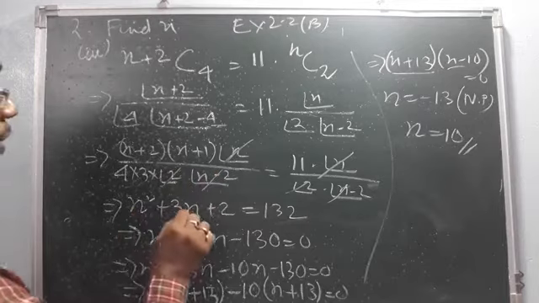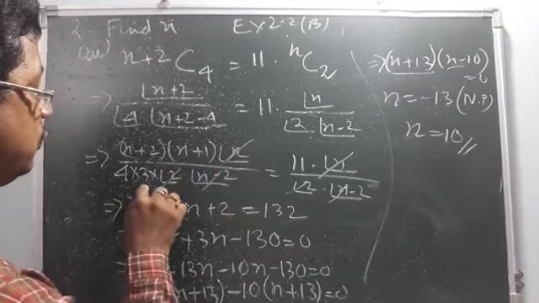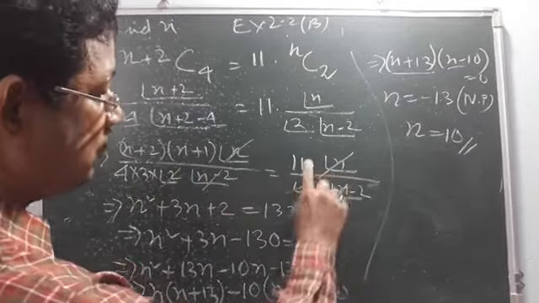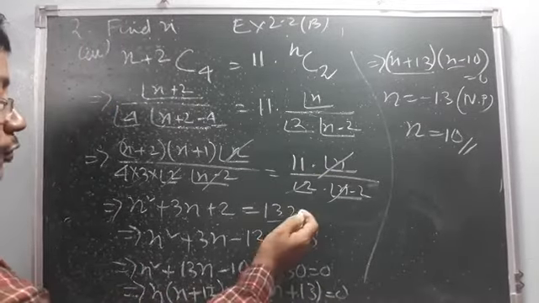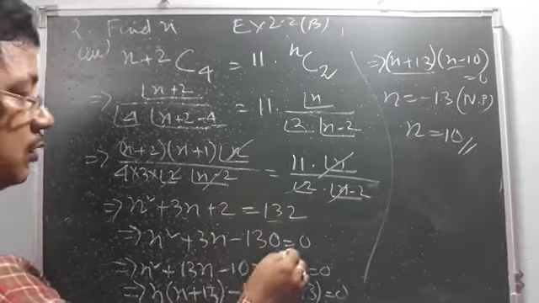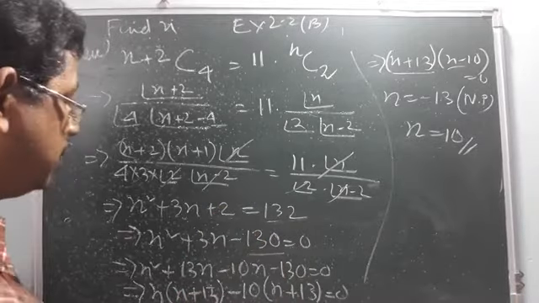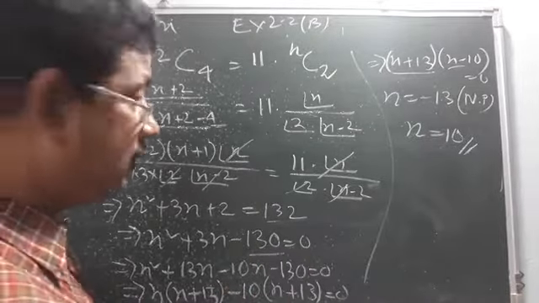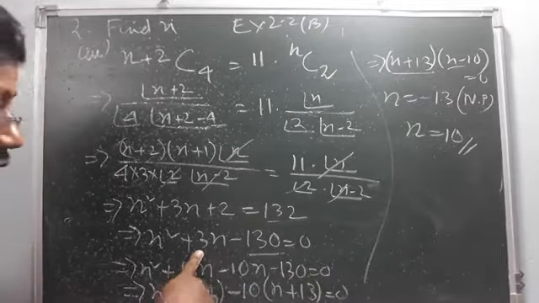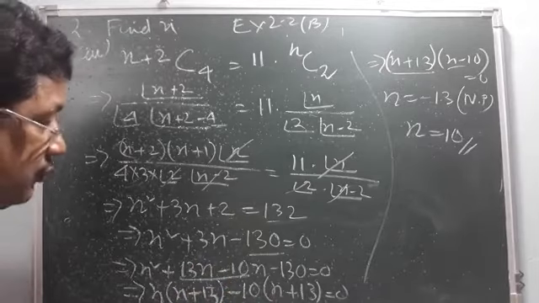N square plus 3n plus 2, 4 into 3 is 12, cross multiplication 12 into 11 only, multiplication 132. If we take 132 to this side, 2 minus 132 gives minus 130. Now middle term factorization: this can be written as 13 into 10. 13 minus 10 is our 3, so I have written it as 13 minus 10.